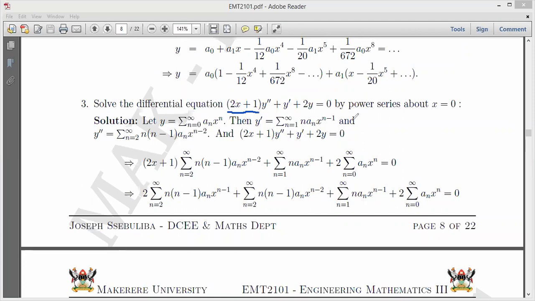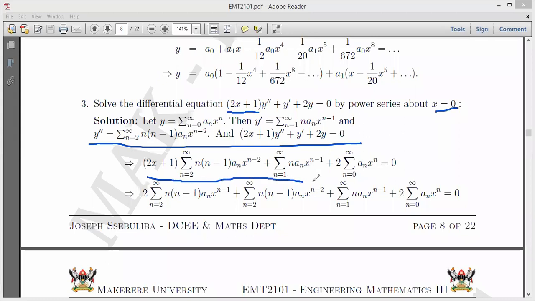The other things. So by definition of a power series, we have the sum running from n equal to 0 to infinity of a_n (x minus x naught) to the n. Since this is about x equal to 0, the x naught goes to 0, you remain with this. Differentiate this twice. If you differentiate that twice, you get these ones here. All right? And once you get these, you substitute. The substitution has given us this one here. You can see the substitution.